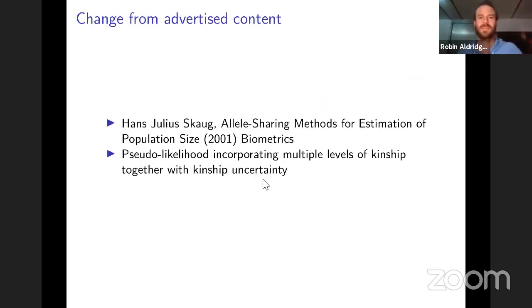Yes, so there's been a change from the advertised content of this talk. Basically, I'm not going to be talking about a pseudo likelihood incorporating multiple levels of kinship together with kinship uncertainty. The reason is largely that I found and read this paper by Hans Skog from 2001, which includes a lot of the same ideas and possibly done much better. So yeah, I won't be talking about that today. Sorry if you were looking forward to that, but maybe you could check out this paper if you haven't already. It's a good one.